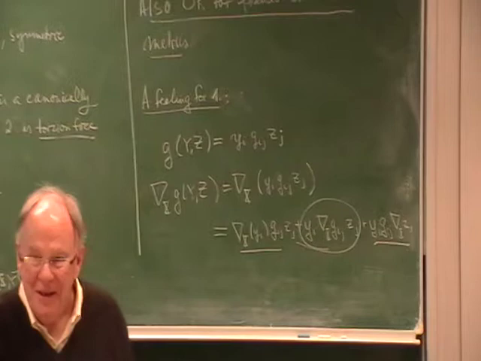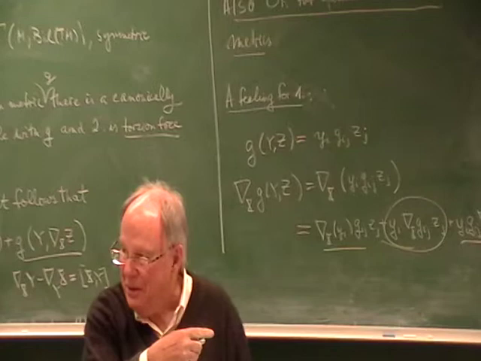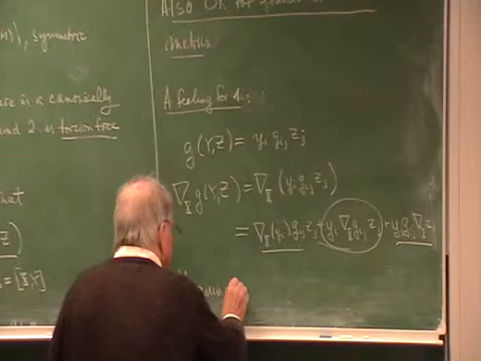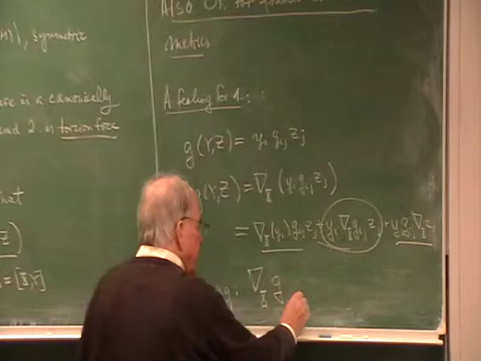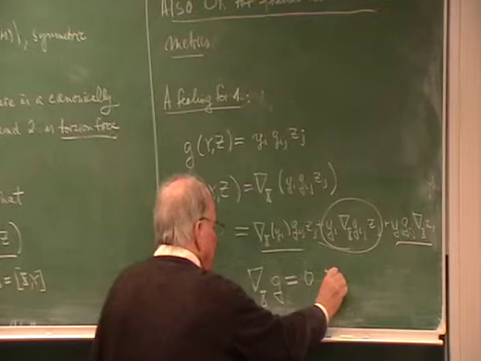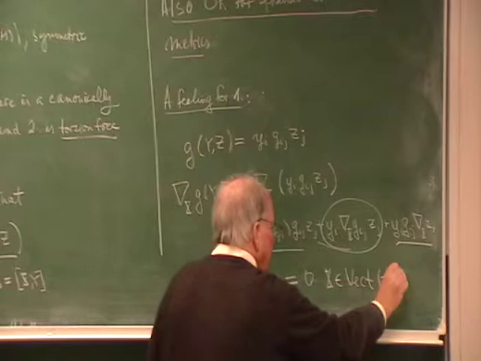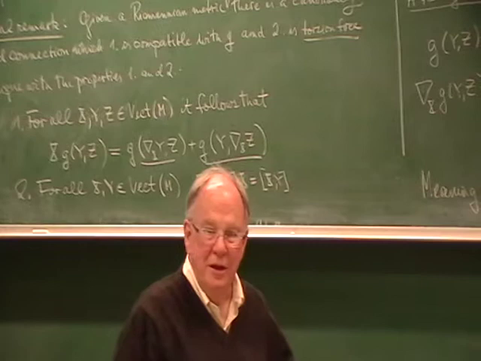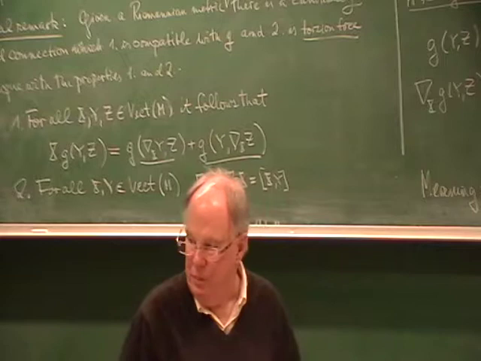But this thing doesn't appear. The statement, compatibility with the metric, means that the middle term does not appear. It means the middle term is zero. So the meaning is the derivative of the metric with respect to any vector field is zero. That's the meaning of it. It means when you differentiate it, you get zero. It means it's constant with respect to the connection.